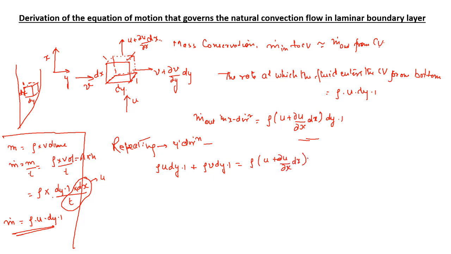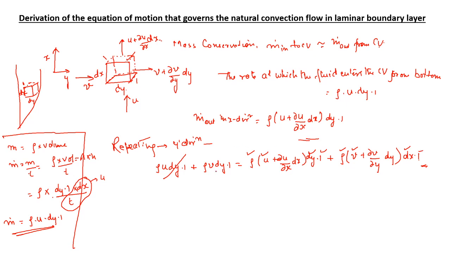This is the mass flow rate coming out in the x direction, and plus this is the mass flow rate V plus ∂V/∂y dy. Similarly, the area is dx dot 1, so this is the mass flow rate coming in the y direction. Here we can see rho u dy into 1. It is also on the left side, so it is cancelled out. From the right hand side, rho v, this is dx and 1.